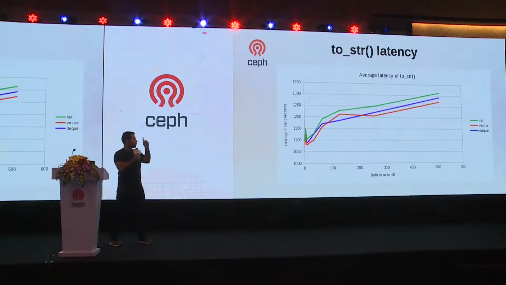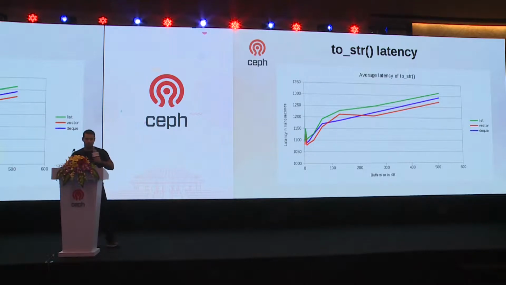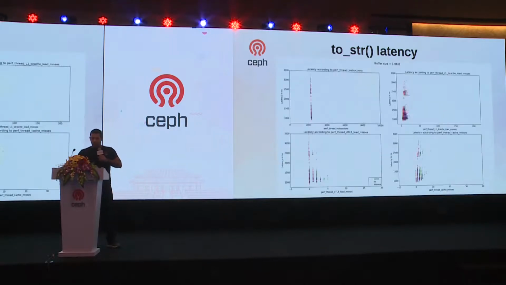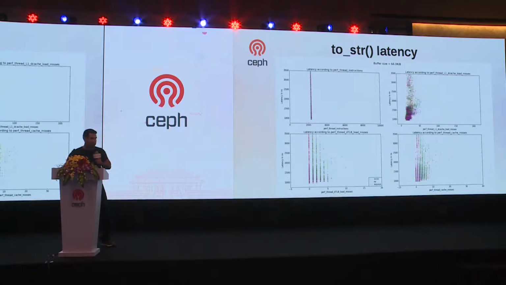If I do the same experiments for the toStr function, which is an access function, it's not an append, it's an access function. Again, we see there isn't much difference between the three data structures. Again, the list seems to be less cache efficient, as we see here. But I don't think it's a drastic change on average. It's quite interesting, though, to see that double-ended queue seems to really outperform the other two data structures.